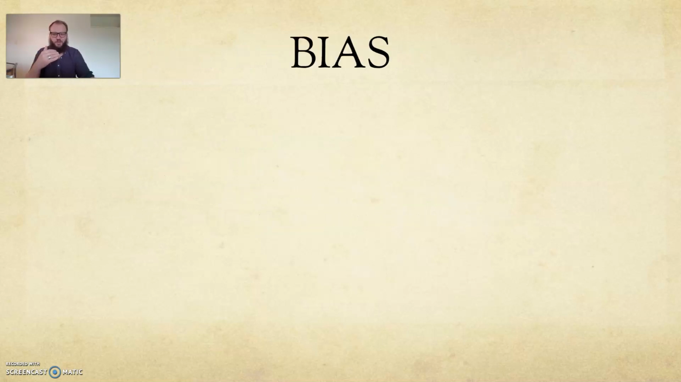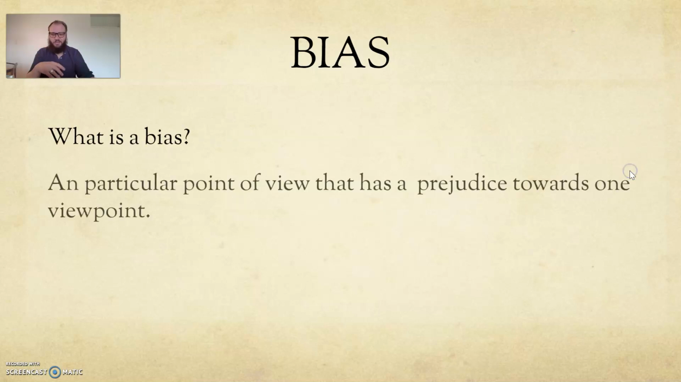So, BIAS. What is a bias, and why do we use the acronym BIAS? So for a start, a bias is a particular point of view that is a prejudice towards one viewpoint. Now, prejudice obviously means that it has an angle that goes in one direction or a desire to connect to one particular thing. We hear about bias mostly in sports. The referee has a bias towards a particular team, but it can happen in any kind of argument.